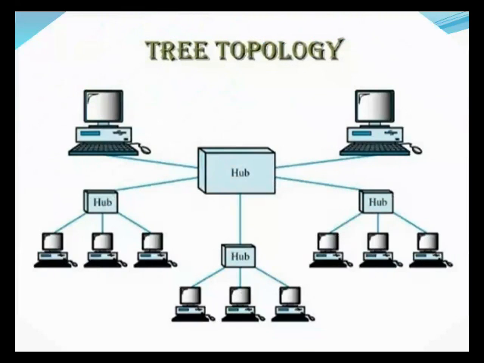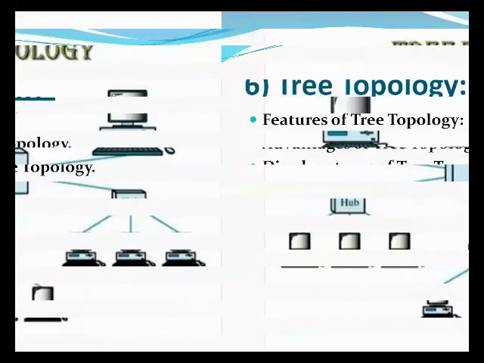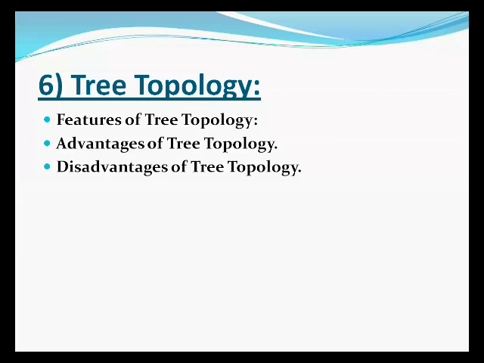Now, the next heading is the tree topology. It has a root node and all the other nodes are connected to it, forming a hierarchy. It is also called the hierarchical topology. Let's say it has three levels of hierarchy. Now I have shared the features of the tree topology.